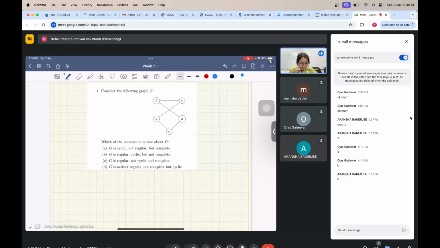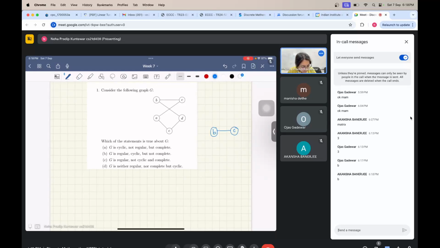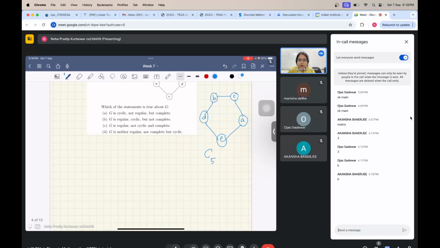Ojas and Akansha, both of you have correct answers. So this is in fact a cycle over 5 vertices. You can pull this and write it like this. So you have B, C, D, A, E. If you just rearrange the edges, then you essentially get this graph, and this is nothing but a C5. This is a cycle over 5 vertices, and like we said earlier, this is regular.